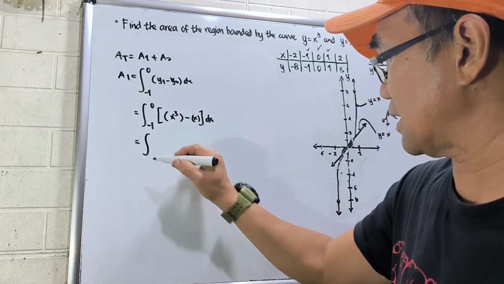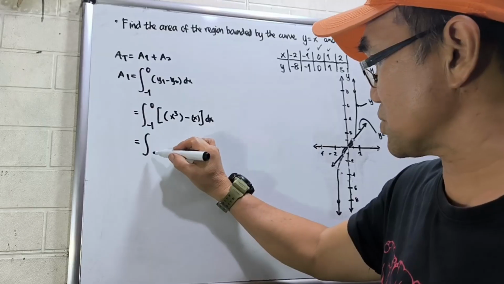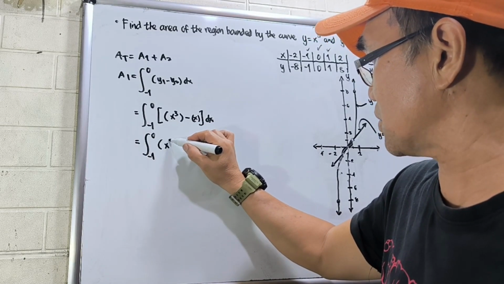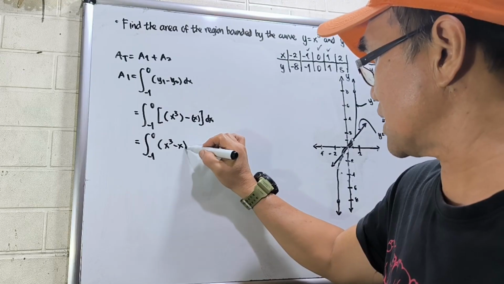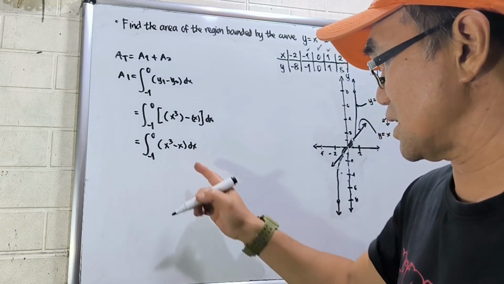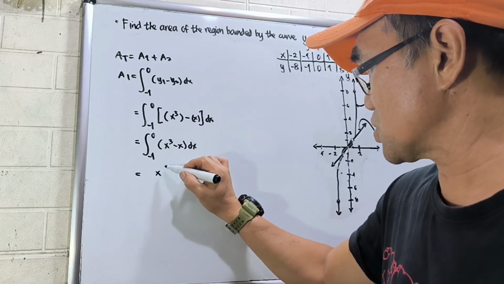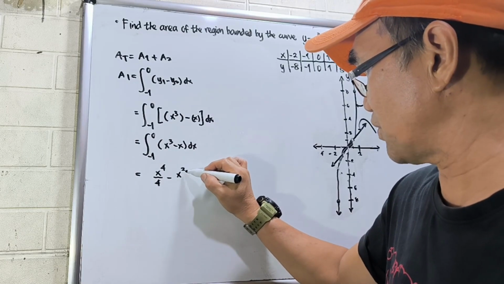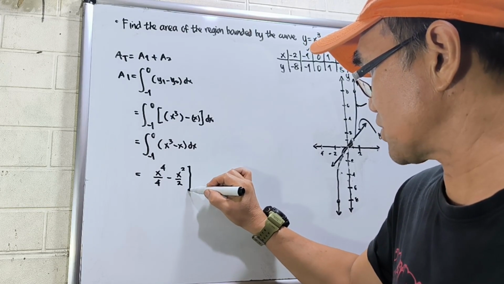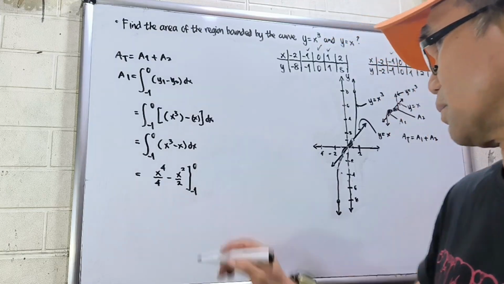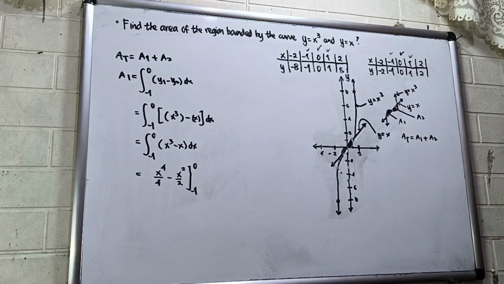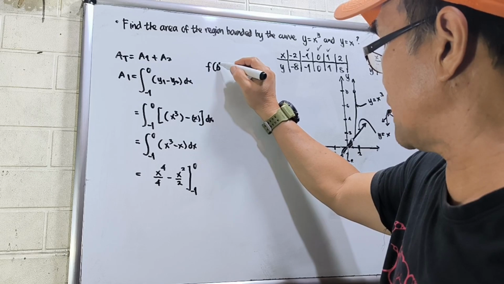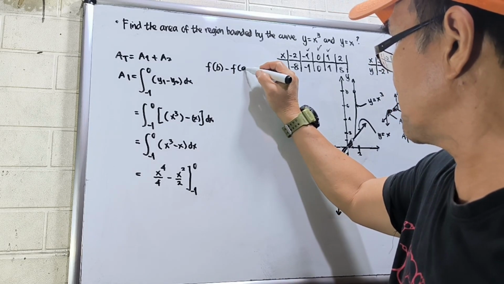Then simplify inside the square bracket. So this will be negative 1 to 0, then I have now circle brackets x cubed minus x then dx. So integrate inside the circle brackets. So this will be x to the 4th over 4, then minus x squared over 2, then limits from negative 1 to 0. Okay? So just apply this one: f of b minus f of a.